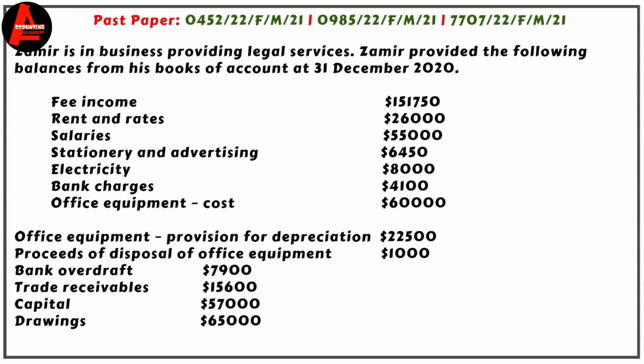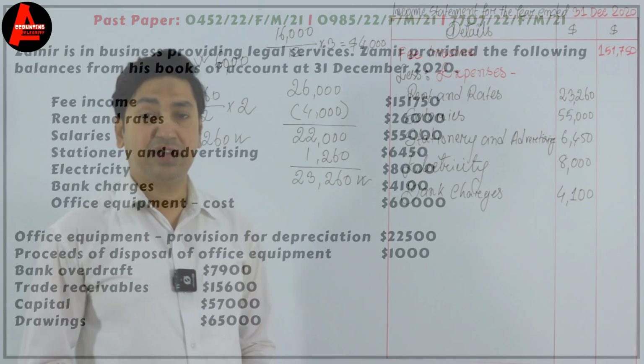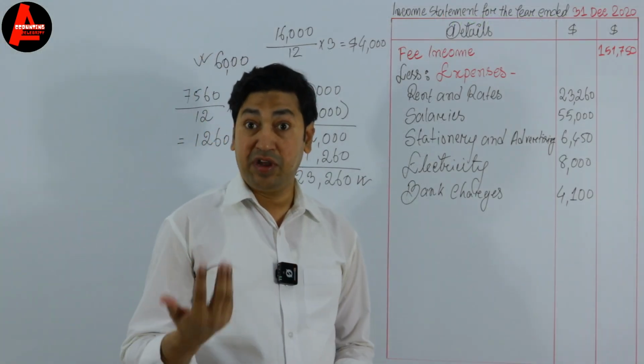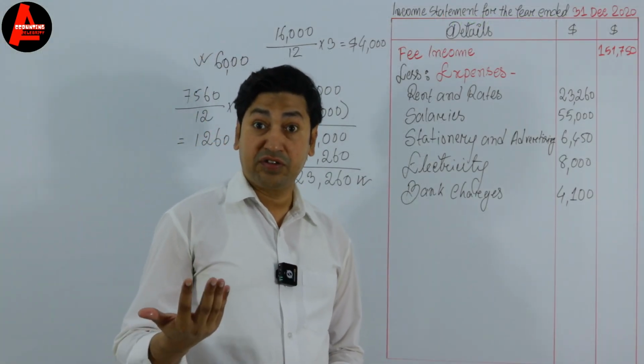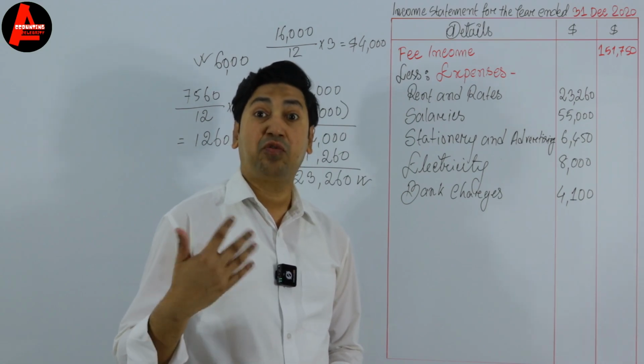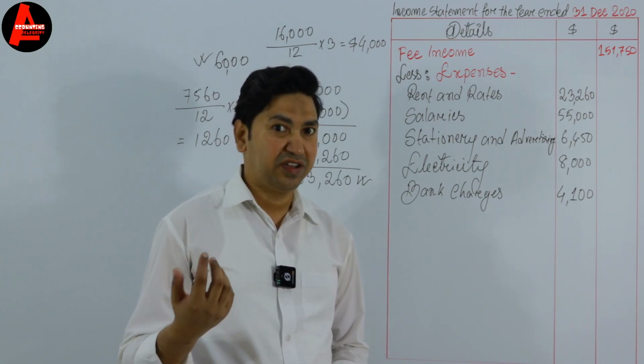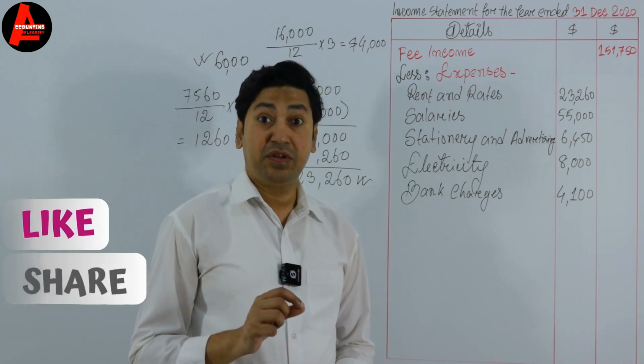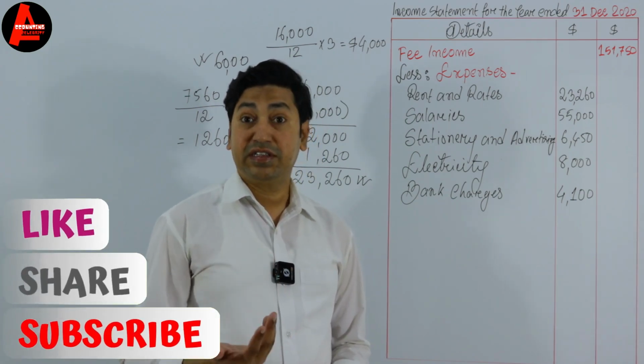Okay, so on the question we have office equipment cost, it is $60,000, and the next item is office equipment provision for depreciation $22,500. Then we have proceeds of disposal of office equipment $1,000. Okay, so these are the information about office equipment. We have three amounts: one is the cost price of office equipment, another is depreciation, and the other is disposal, which is $1,000. Okay, so this will be a bit confusing.